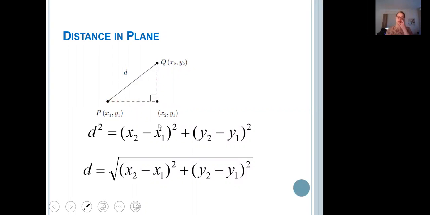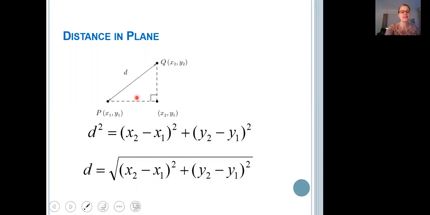Remember your Pythagorean theorem. The Pythagorean theorem says that the length of this horizontal line, squared, plus the length of this vertical line, squared, is equal to the length of the hypotenuse, squared. We talk about that usually as a squared plus b squared equals c squared.